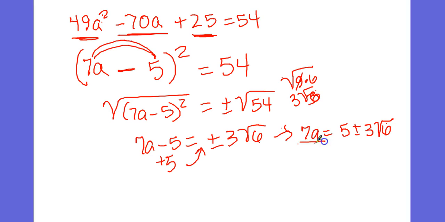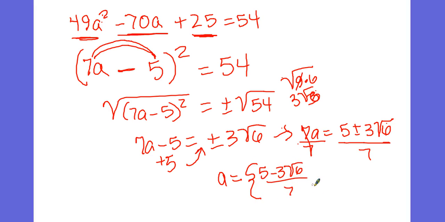And then we divide both sides by 7. And we get a is equal to, and I'm going to separate them. First of all, do we need to give it love? Can I simplify 5, 3, and 7? Yeah. They're prime, right? Okay, so 5 minus 3 square root of 6 over 7, and 5 plus 3 square root of 6 over 7. And again, this should all be a review. I'm just reminding you how to place things where they go when you're writing your solutions.